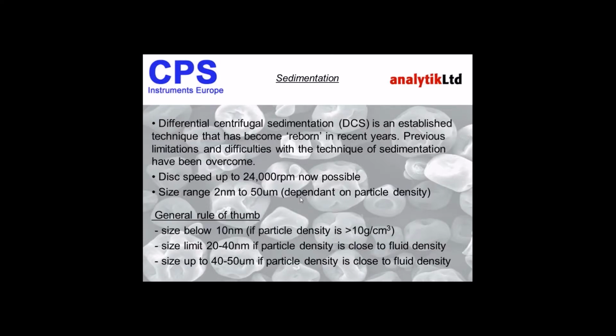The general rule of thumb here is, if you want to achieve particle size measurements below 10 nanometers, you have to have particles with density greater than 10 grams per cubic centimeter. If your particle density is close to the fluid density, as you would expect with most polymers, then the size limit is a little more restricted, and you're going to be in the region of 20 to 40 nanometers as your lower size range. For the upper size measurement, the maximum you can achieve is about 40 to 50 microns. Again, the particle density would be very close to the fluid density.